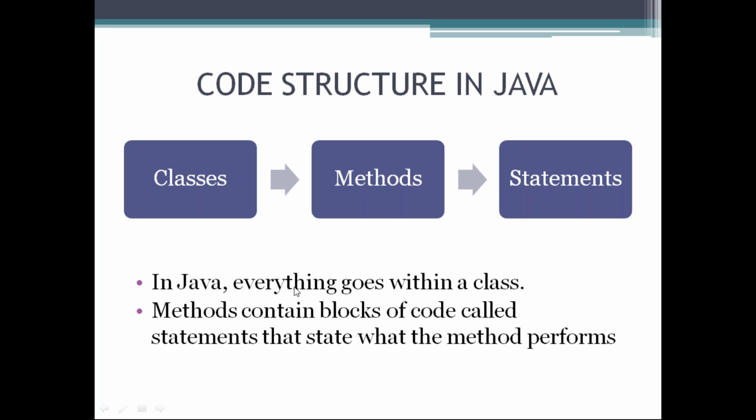Like I said, in Java, everything will go within a class. You cannot write any code outside the class. You will automatically get an error. You don't even have to compile your program. The IDE Eclipse will automatically give you an error. And these methods contain blocks of code which you can use to produce whatever desired result that you want. So this is the basic code structure in Java. You have classes, and within classes you'll be having methods, and within methods you'll be having statements.